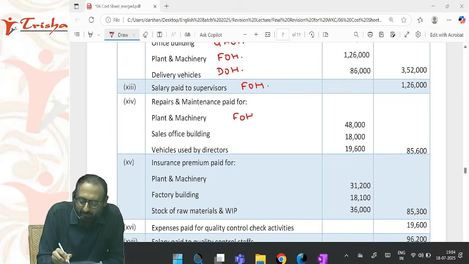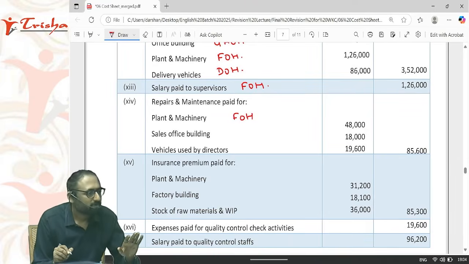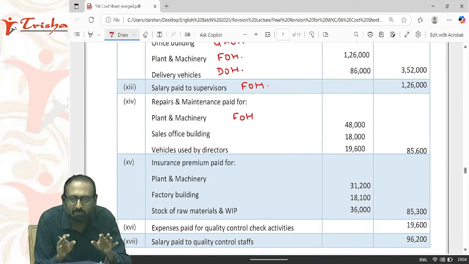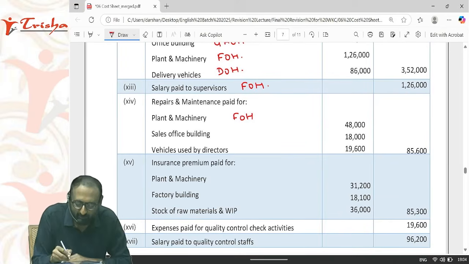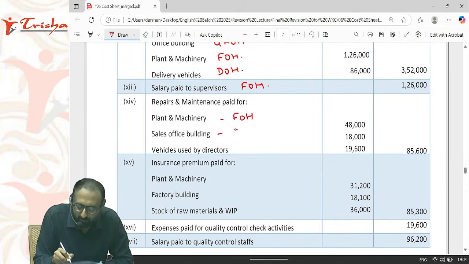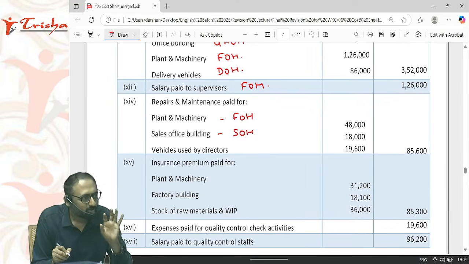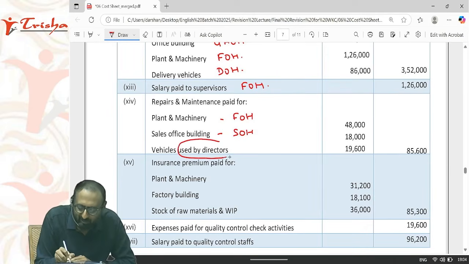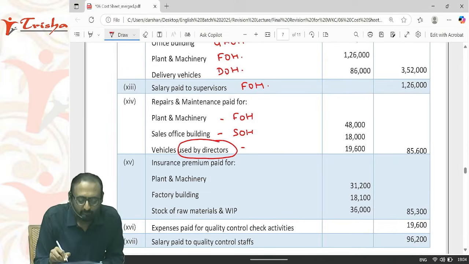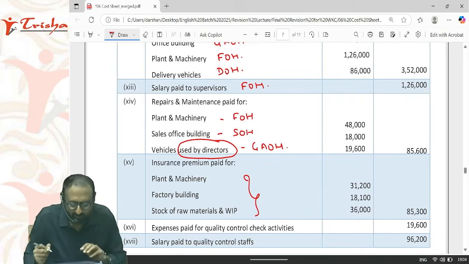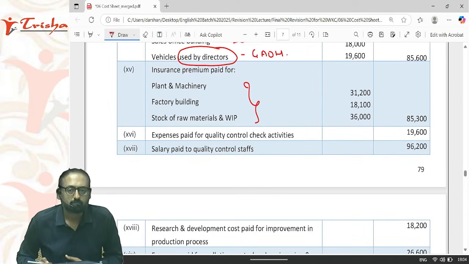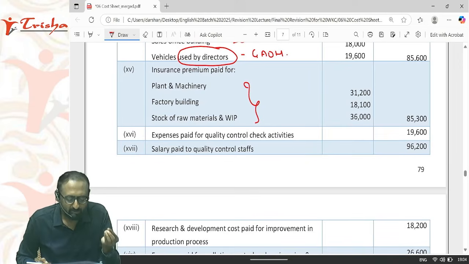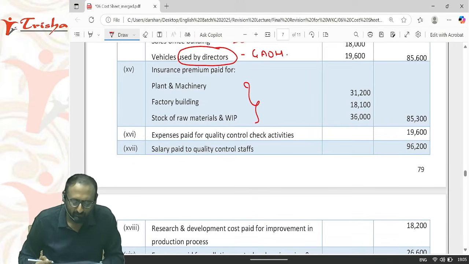Sales office building repairs and maintenance. Don't get confused. Office does not mean administration. Which office? Sales office. What will it be? Selling overhead. Don't just read vehicle. Vehicle is a distribution. Don't just read vehicle. Vehicle used by director. General administration overhead. Sir, all this insurance premium is insurance of plant, insurance of factory building, insurance of the stock of raw material and WIP.